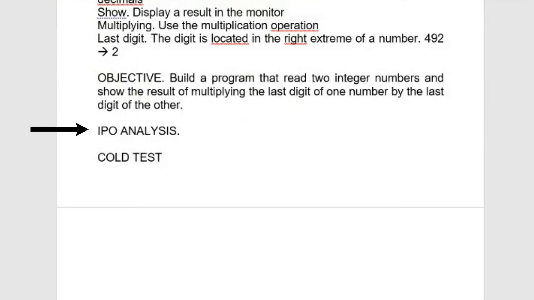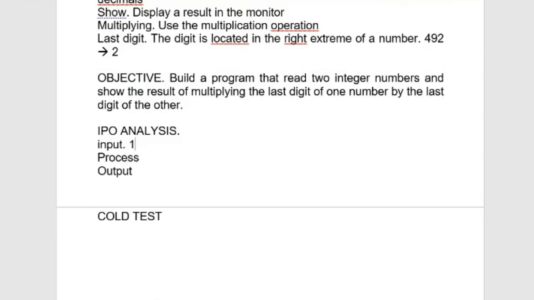Now let's see the IPO analysis. Okay, I copy and paste the objective here again, it is the same. IPO means input, process, and output. Input: what do you need to begin with the program? Look at the objective: build a program that reads two integer numbers. So you need two integer numbers.